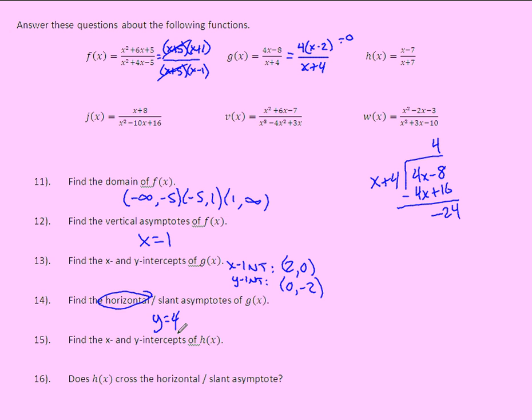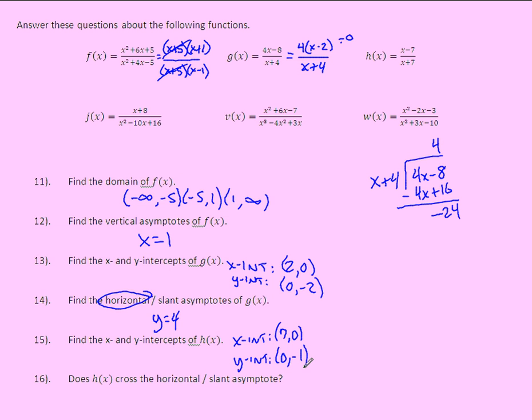Okay, for h of x, number 15, same thing, x-intercept and y-intercept. The x-intercept is when the top part equals 0. Well, that happens when x equals 7, so 7 comma 0. And the y-intercept is when I plug in 0, so I get negative 7 over positive 7. So that means I should get 0 comma negative 1 as my y-intercept.